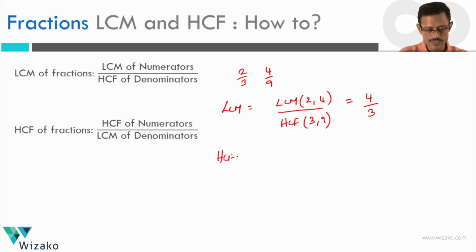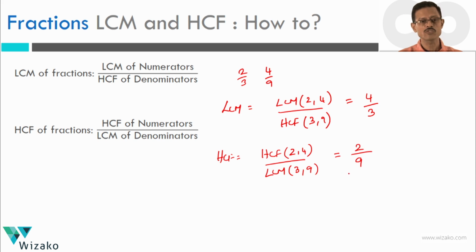HCF of both these fractions is HCF of the numerators, HCF of 2 and 4, divided by the LCM of the denominators, which is LCM of 3 and 9. HCF of 2 and 4 is 2. LCM of 3 and 9 is 9. So HCF of these two numbers is 2 by 9.